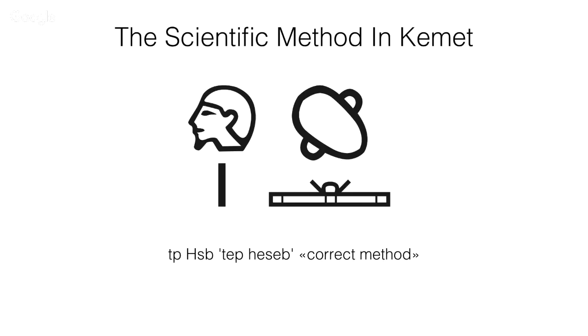So tonight's topic is the scientific method in Kemet. Now we know this as Tep Hesep, which is a phrase that means the correct method. Can you all see my cursor when I move it? Okay, good. So this is how it looks in Seshew mdw-nTr, the hieroglyphs. Tep Hesep. So it's two words, a phrase that means correct method. All right, so this is our subject for this evening.